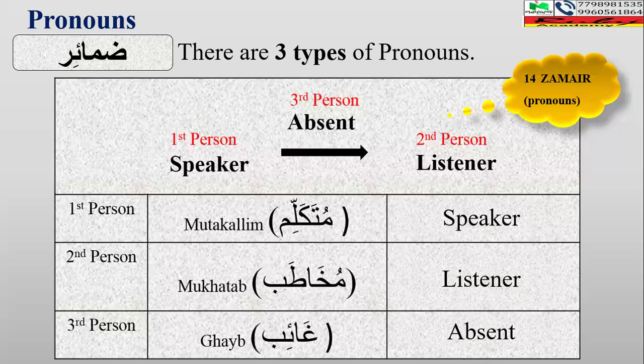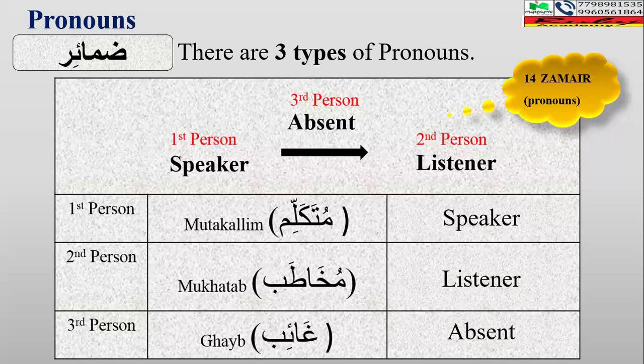The second one is mukhatab, or we can say hazir, listener. You all are second person. Why? Because you are listening to me. And third person we call absent. In Arabic, we call ghaib. The person who is not speaking and listening either, that person we call ghaib.